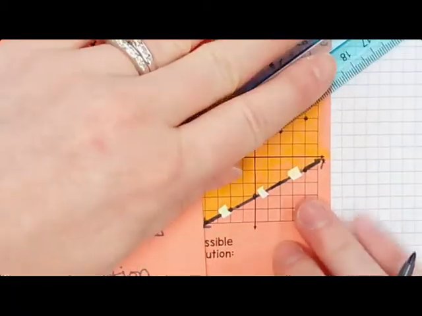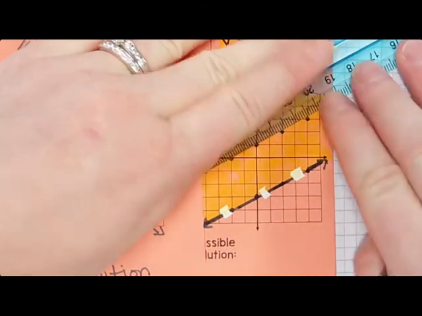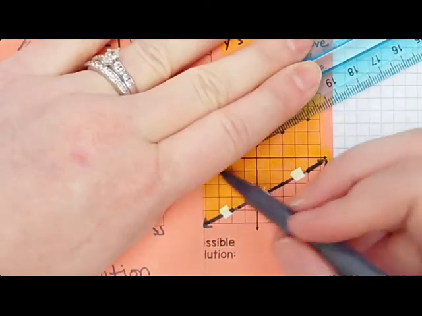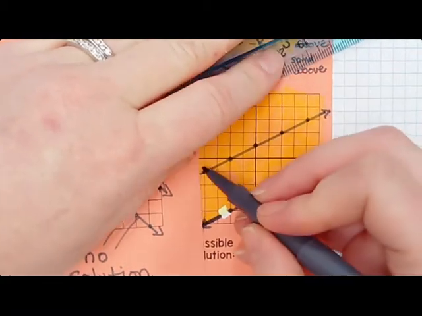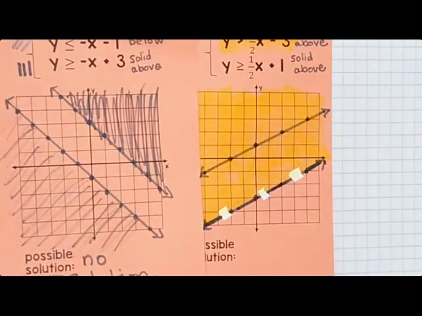Solid line. I need to remind myself next time I do it. Solid line, I was supposed to be doing dash. Wasn't paying attention. Then we're shading above.